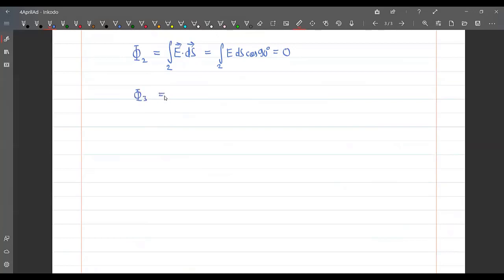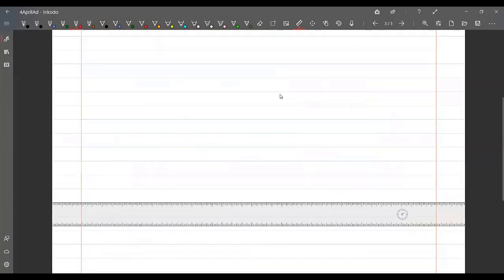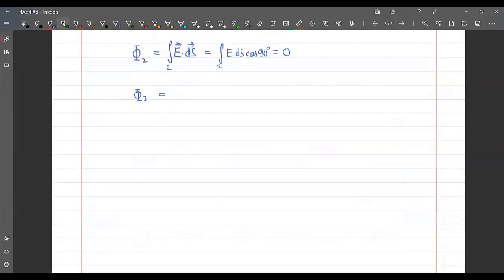And same goes for bottom lid. For bottom lid also, electric field is radially outwards. But if you draw your Gaussian small surface here, it has a direction away from the plane. This is your E vector, this is your ds vector, angle between them is 90 degrees. So if E dot ds involves 90 degrees, then your net flux is 0. So for the bottom lid also, the net flux comes out to be 0, because the angle between the area vector and electric field is 90 degrees.